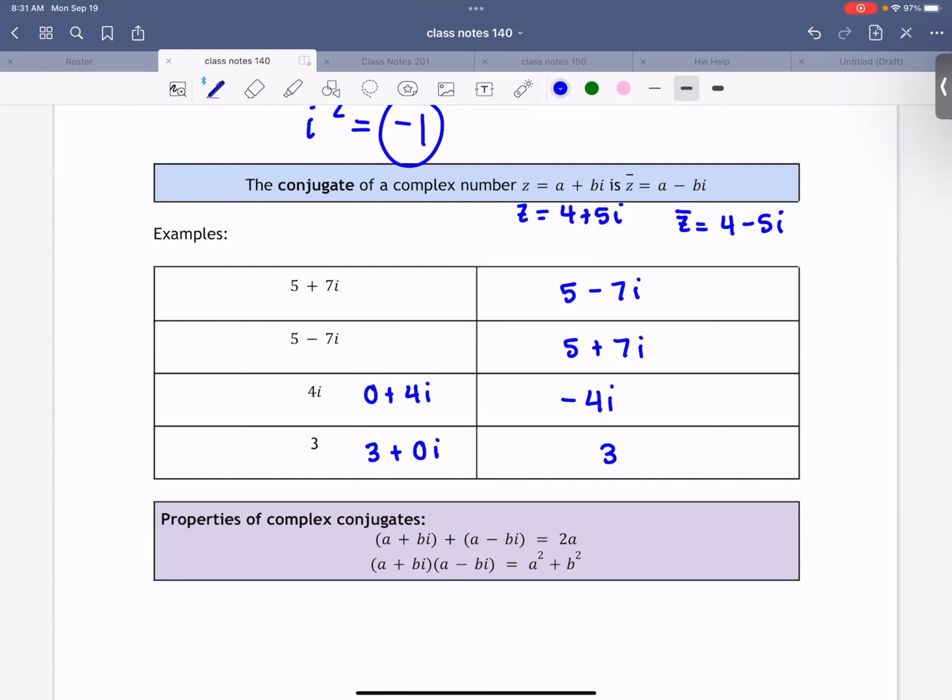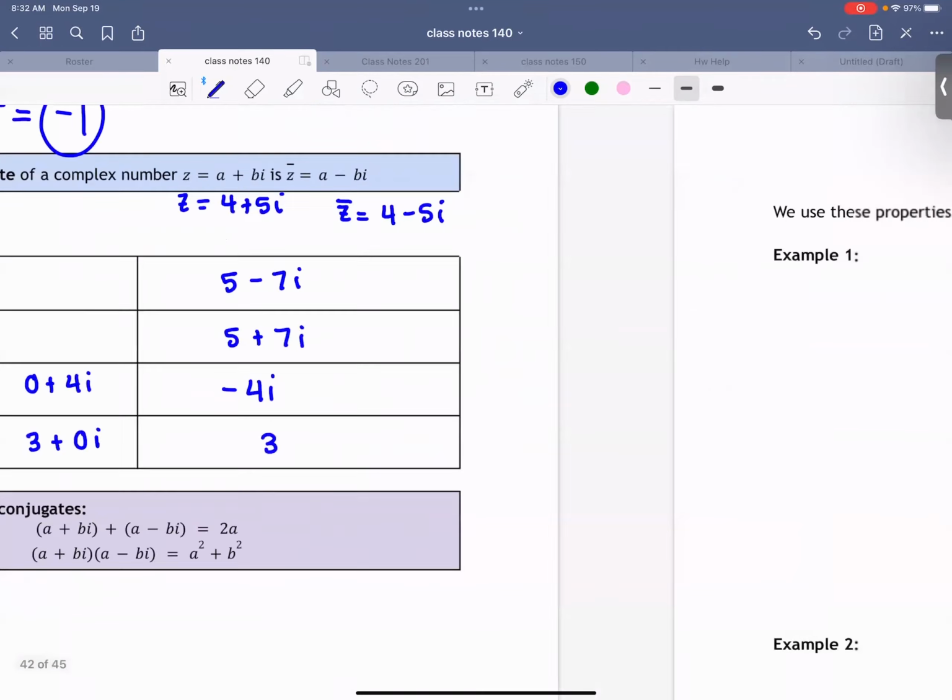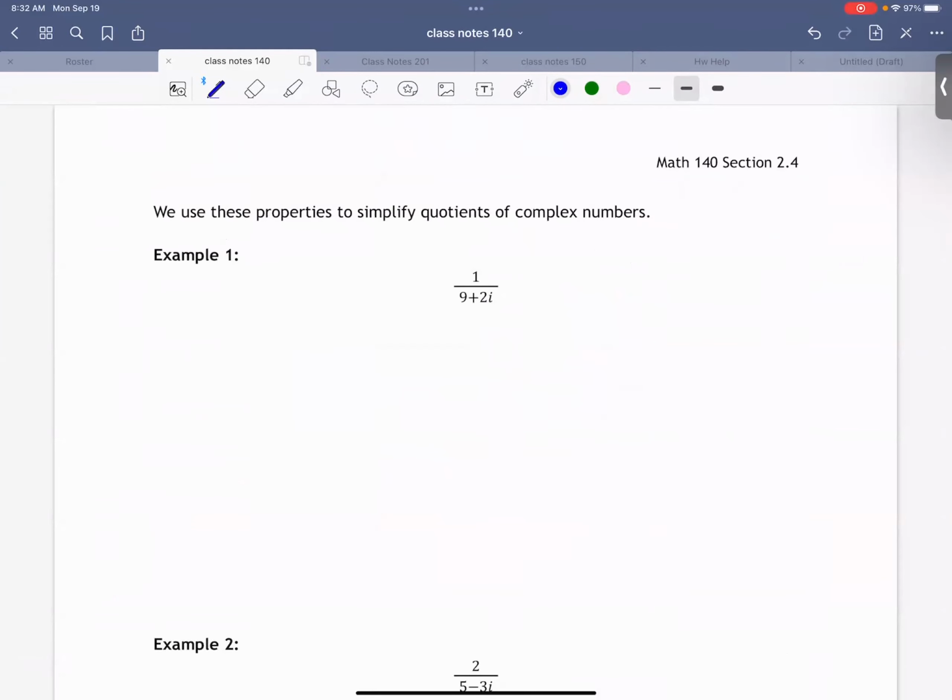Now we have some properties of complex conjugates that you can memorize if you want to make things faster, but you don't have to. The reason we have conjugates is that when we add a number to its conjugate, the imaginary part goes away. And if we multiply a number by its conjugate, the imaginary part also goes away. We'll see that with an example in the future. If you want to memorize these, it's fine, but you don't have to. All right, let's see how these properties show up when we do actual examples.